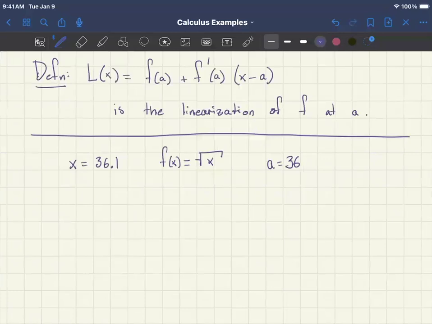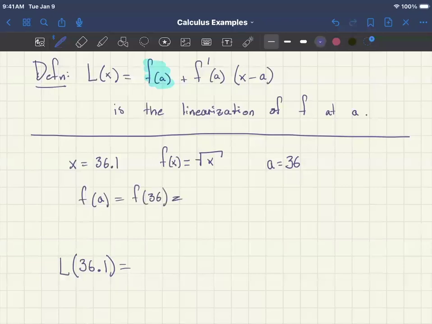All right, let's go with our function. We're going to be looking for L of x, so L of 36.1. So the first thing that we need to do is find our f of a, right? Let's do that. f of a is f of 36, which is the square root of 36, which is going to be just a plain old 6. So we can just pop that in for our first term in there.